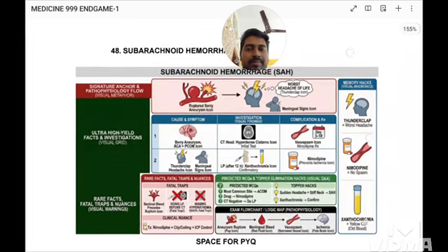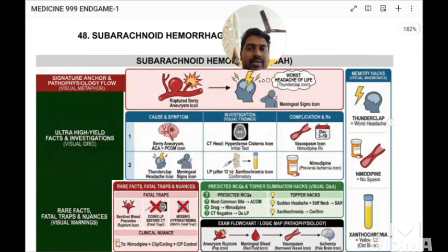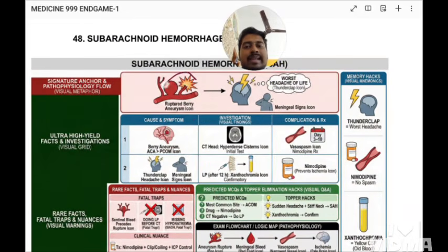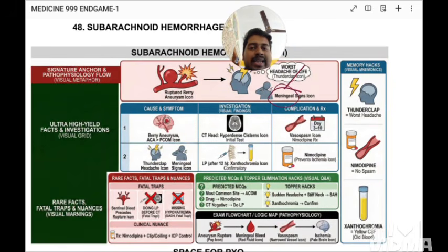Next we are going for subarachnoid hemorrhage. Maybe the image is a little different in your PDF. Basically there is berry aneurysm rupture causing the worst headache, known as thunderclap headache, along with meningeal signs. Most commonly it involves the anterior circulation more than the posterior communicating artery. And next, these two MCQ pointers.